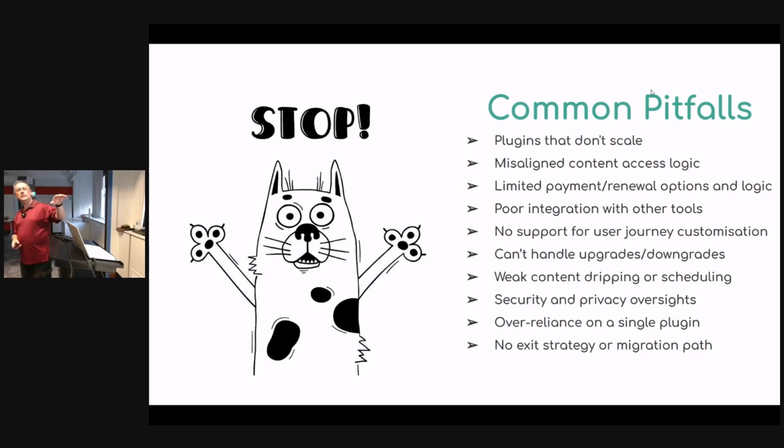And importantly, there's an exit strategy or migration path. So things like cancellation, if people want to move from one siloed membership to another, is that possible? And have you mapped and planned that?